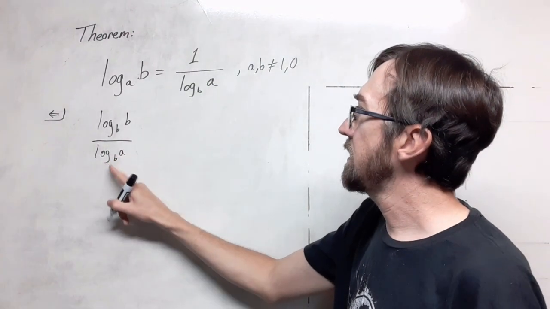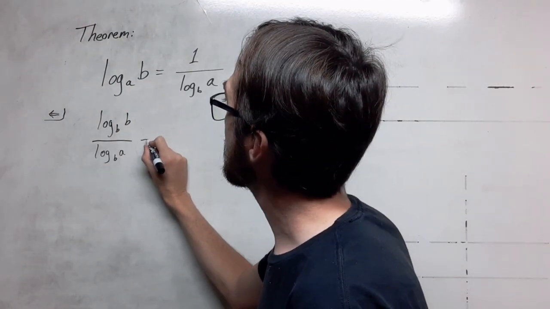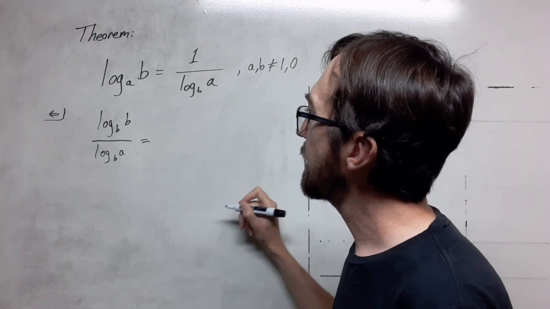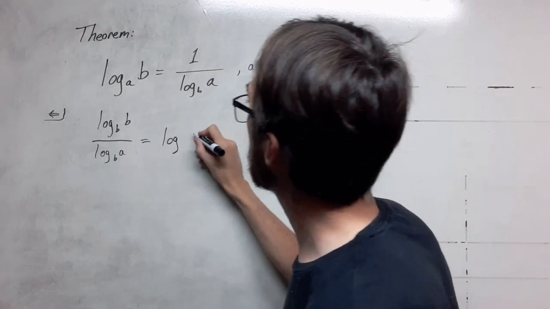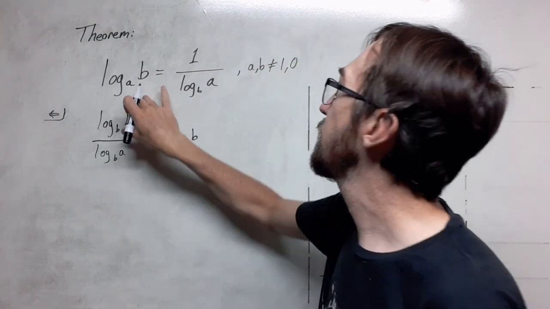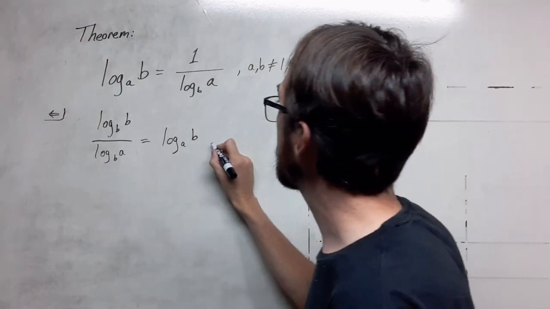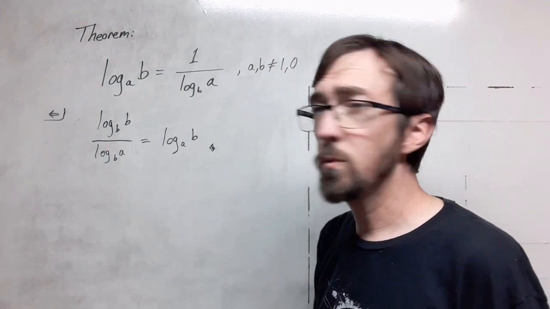And then we have that this is essentially the change of base formula. So I can rewrite this as the log operating on B with base A. And we're back to here. So we have shown that this is true. So that went pretty quickly as well.